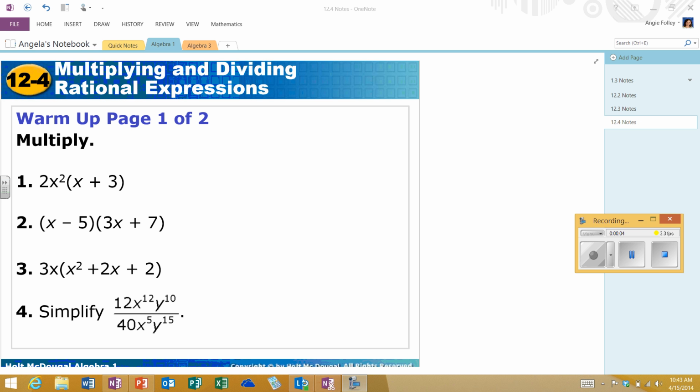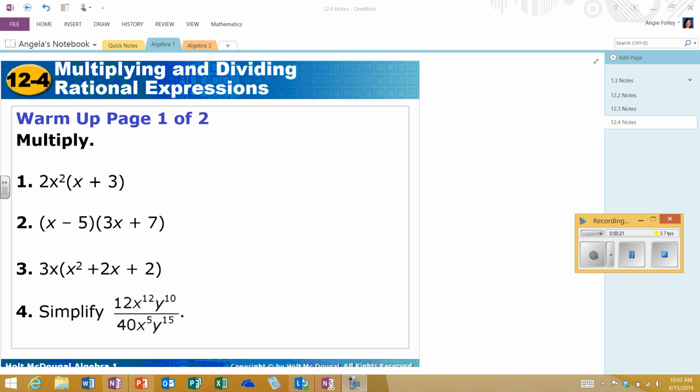Okay, we are on Algebra 1, Lesson 12.4, Multiplying and Dividing Rational Expressions. So we have two warm-up parts today. I really want you guys to go ahead and do this before I show you how to do it. I want to make sure we know what we're doing. Okay, so on this first page, it says to multiply.